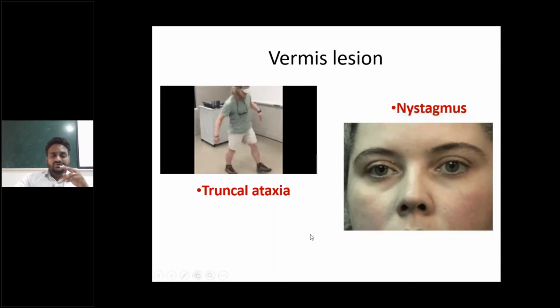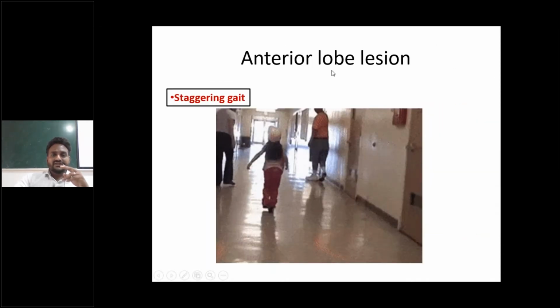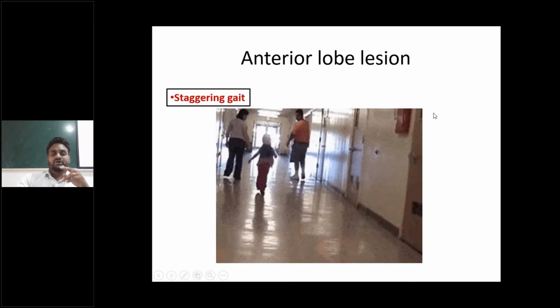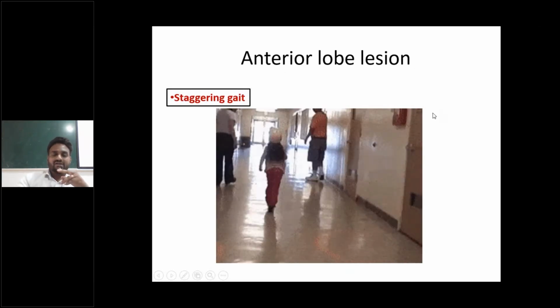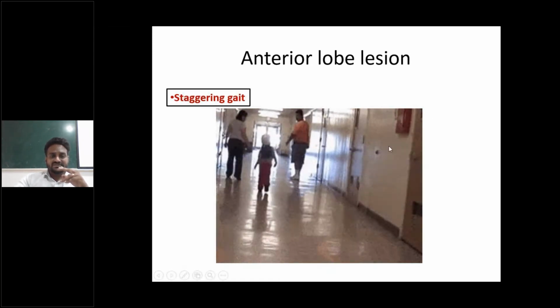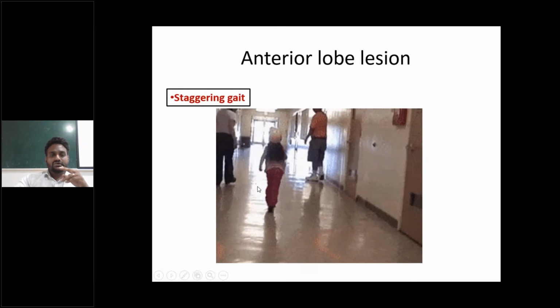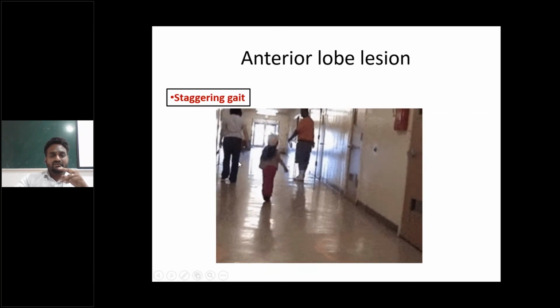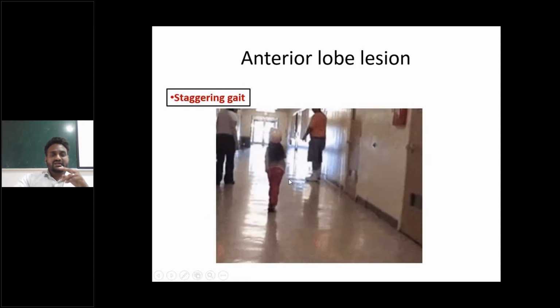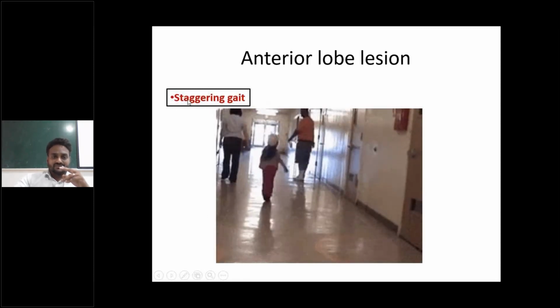And now we move to the second one, that is the anterior lobe lesion. The anterior lobe is formed by the anterior ala and also some parts of the vermis. Observe this baby in the middle, how she is walking. This gait is called staggering gait.